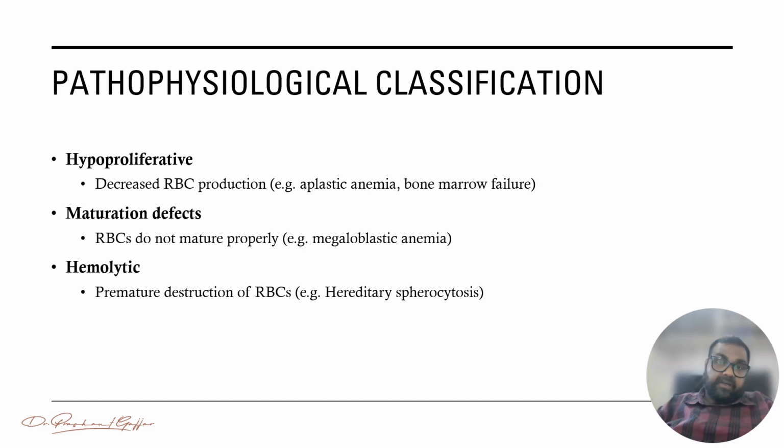So my friend, I hope you can easily understand the three types of classification: etiological classification of the anemia, morphological classification of the anemia, and the pathophysiological classification of the anemia. Now let's see what the clinical presentation of the anemia is.